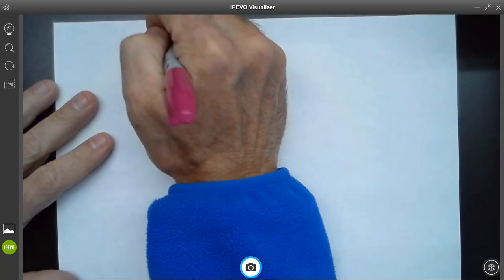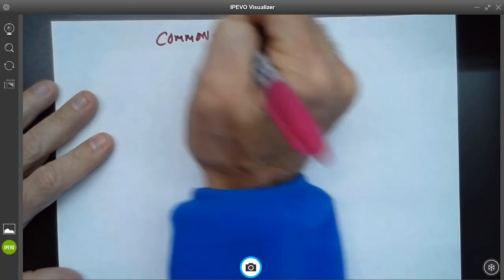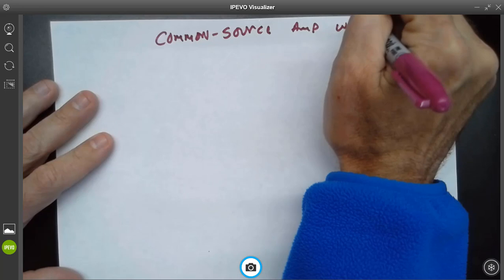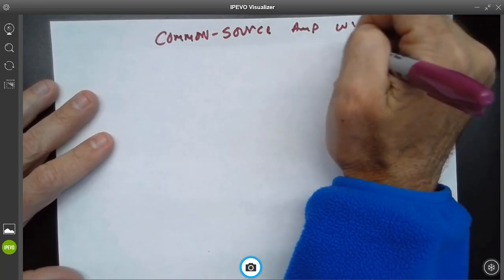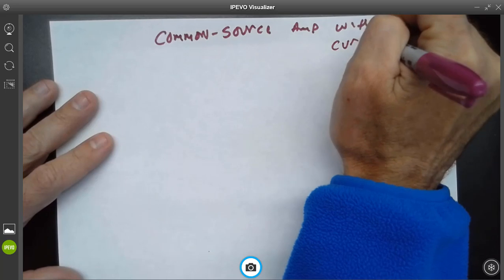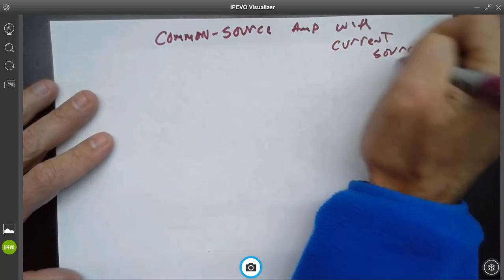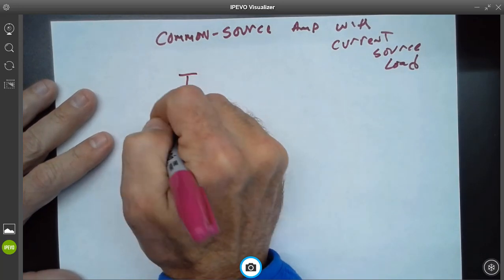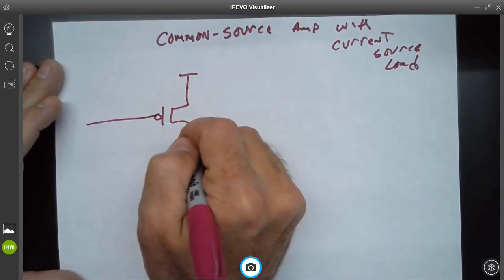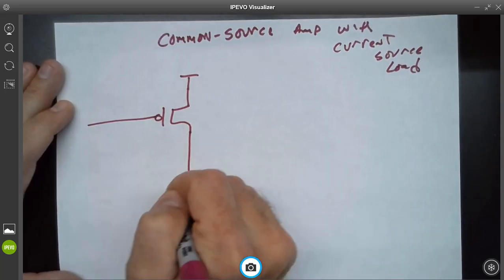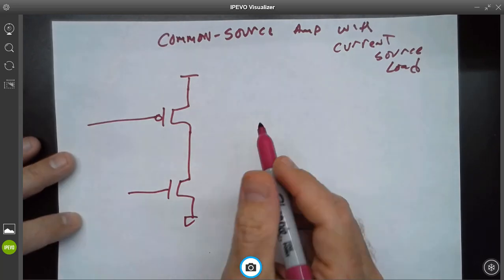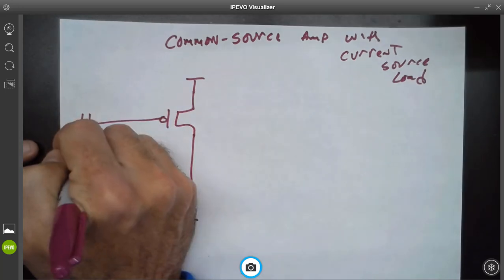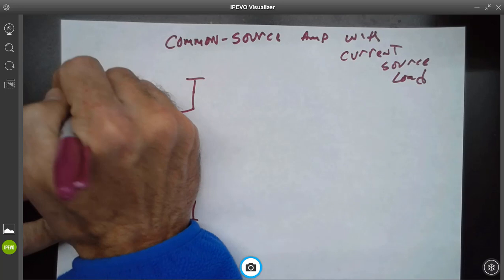So, common source amplifier with current source load. I'm going to be able to tell if you're following what's going on by asking questions. And so I have the following. Here's the bias, and then that comes down here. And then I'm going to connect this. I'm going to make it real simple just to begin with. I'm going to put this transistor here, and I'm not going to use my bias circuit. I'm just going to do the following.